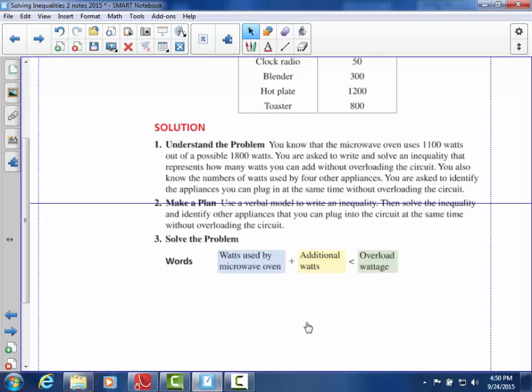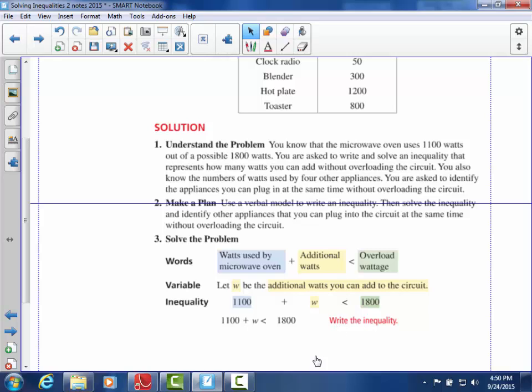So how would that look? Okay. We have watts used by microwave oven plus the additional watts should be less than the overload. Okay. If we let W be the additional watts, then we can write 1100 was what the oven uses. W is the additional watts, and it has to be less than 1800, which is what will overload the circuit. You notice it's less than, not less than or equal to, because at 1800 the circuit's going to blow. Okay, so there's our inequality.